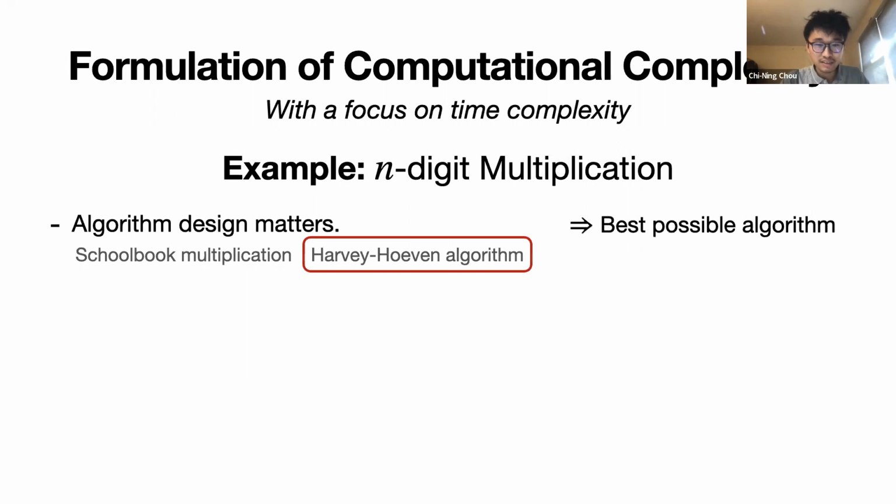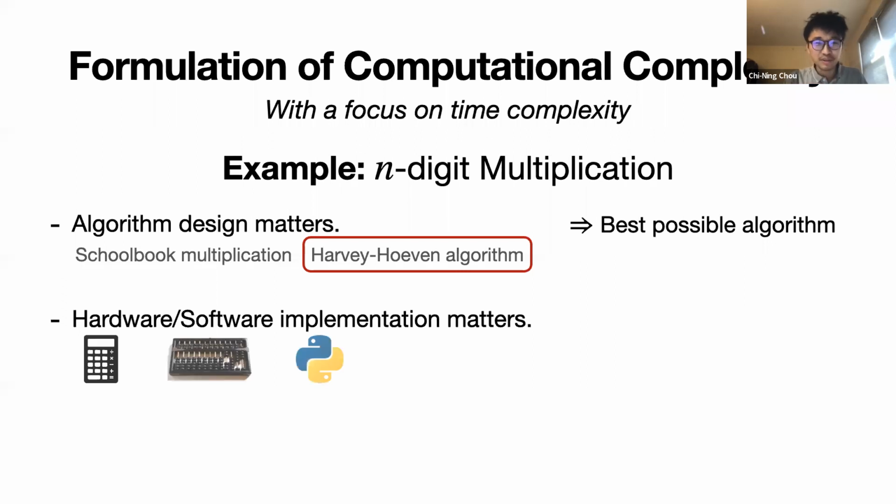And it turns out that for our community, the consensus is to use the best possible algorithm. So when we talk about the complexity of a computational problem, what we always have in mind is what's the best possible people can do.